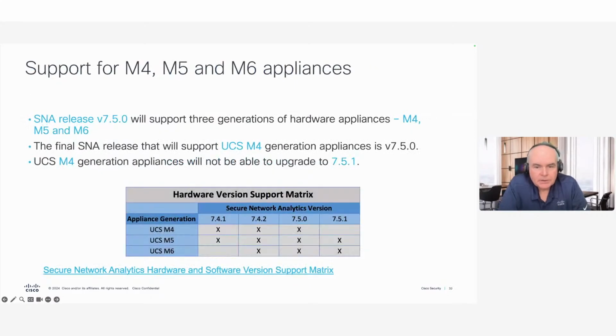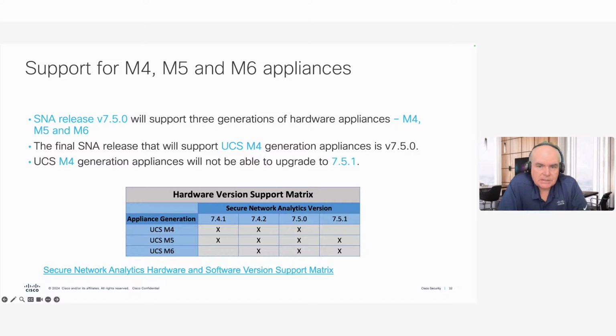And getting towards the end now. Just a recap on what hardware is supported at the moment. In SNA 750, we support the M4 UCS chassis. We support the M5s and M6. Do note that the M4 in the next upgrade to 751 will not be supported as a physical appliance.